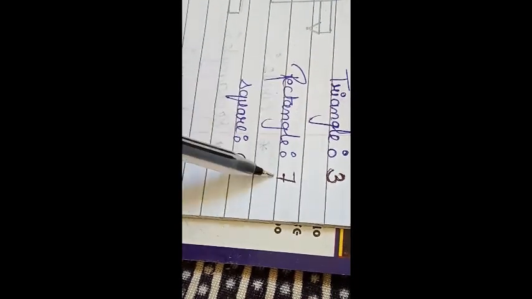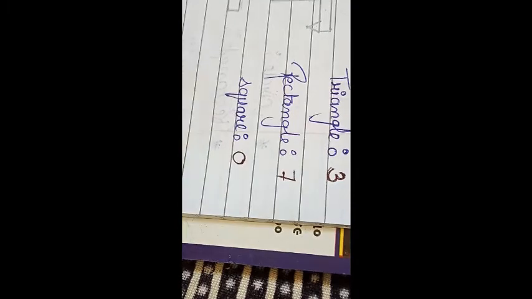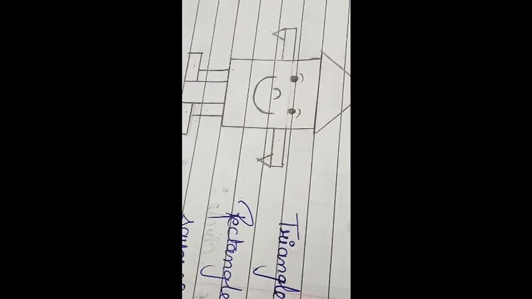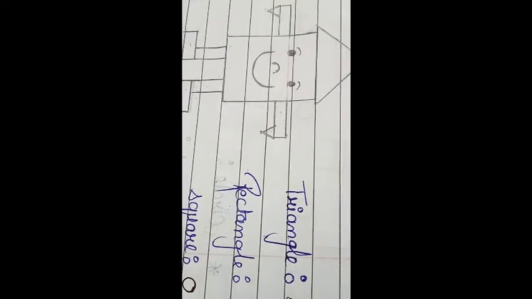What did I write in front of rectangle? 7. Now here it is asked about square. Is there any square in this picture? Can you see a square in this picture? No. So I will write here 0. So in this picture only triangle and rectangle are given.